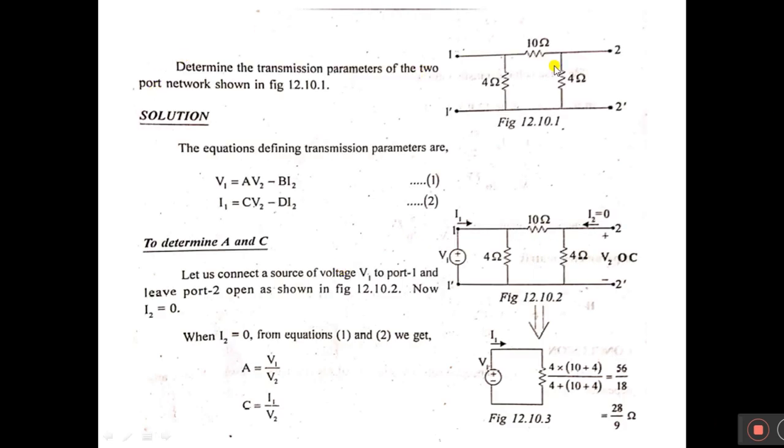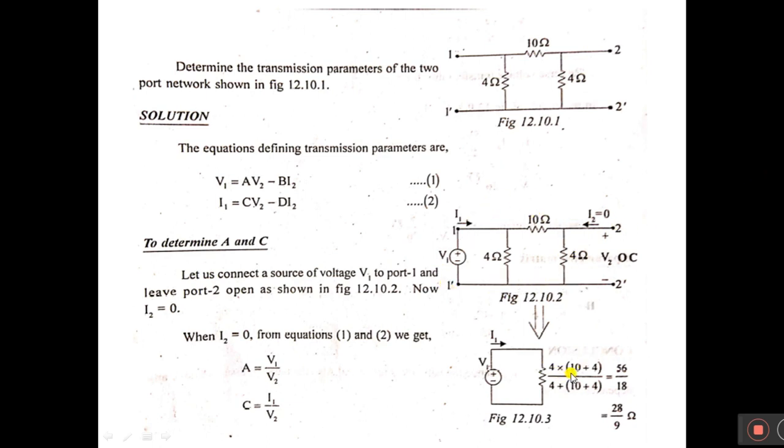So determine the transmission parameter of this two-port network. So this is the definition. First you make I2 equal to 0. I2 equal to 0 means second port is open and first port you are applying voltage. So if I2 equal to 0, there is no current flow here, omit this area. We make equivalent circuit for this.